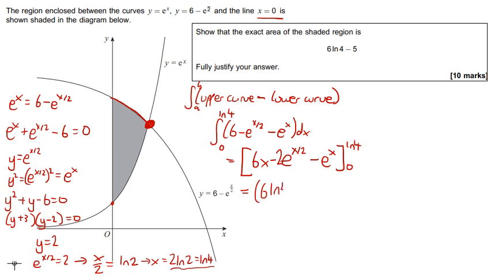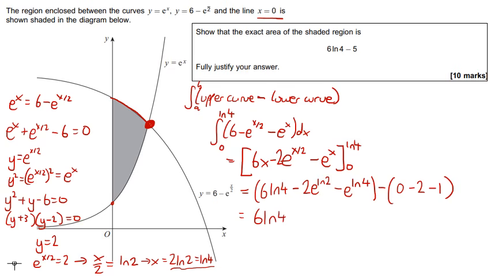So 6 ln 4 minus 2. So ln 4, remember, is the same as 2 ln 2. So we can write this as e to the ln 2. And then minus e to the ln 4. And if we substitute in the lower limit, we just get 0, minus 2, minus 1.